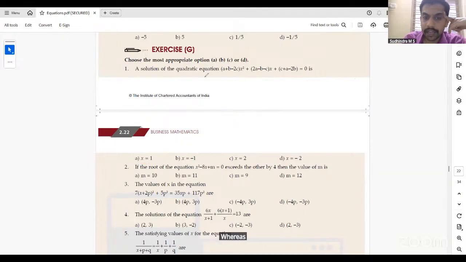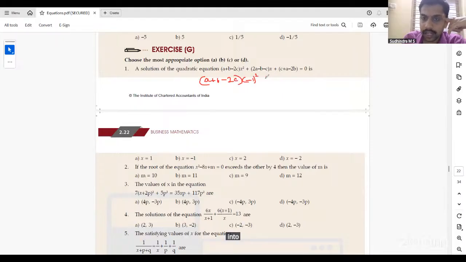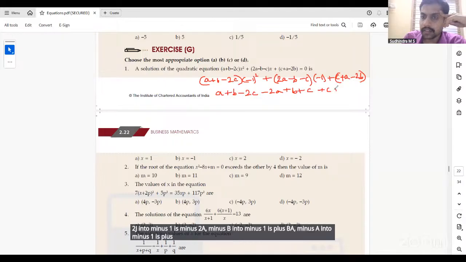Whereas I will try option B, minus 1, which happens to be the right answer. That's what we got, correct? Into minus 1 the whole square is again 1, plus 2a minus b minus c into minus 1, plus c plus a minus 2b. So minus 1 the whole square is 1. A plus b minus 2c. 2a into minus 1 is minus 2a. Minus b into minus 1 is plus b. Minus c into minus 1 is plus c. Plus c plus a minus 2b.